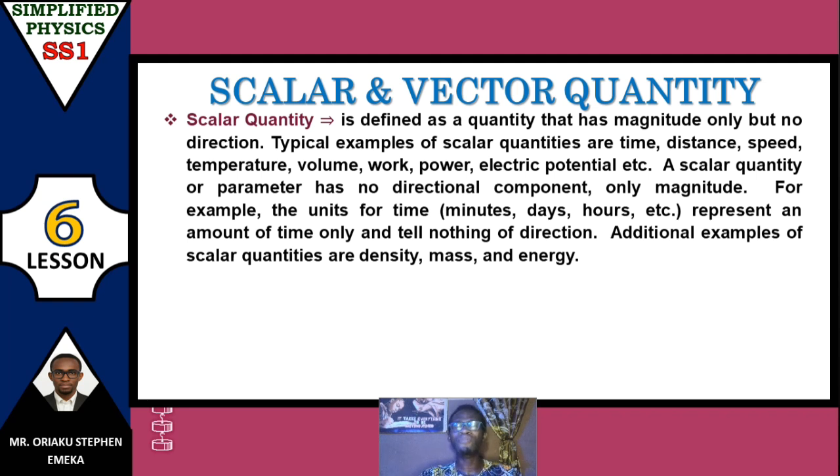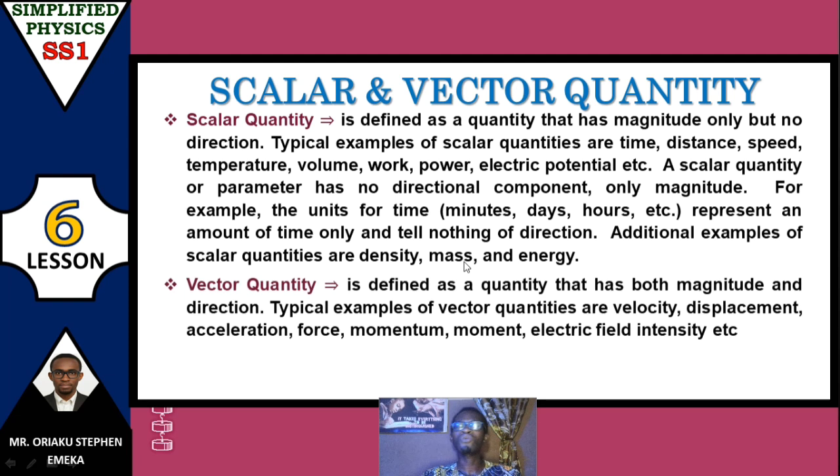Examples of scalar quantities are time, distance, speed, volume, temperature, work, power, electric potential, etc. So a scalar quantity has no directional component but only magnitude. For example, units of time can only be represented by the amount of time only. It does not really tell us any direction. So we have other examples of scalar quantities.